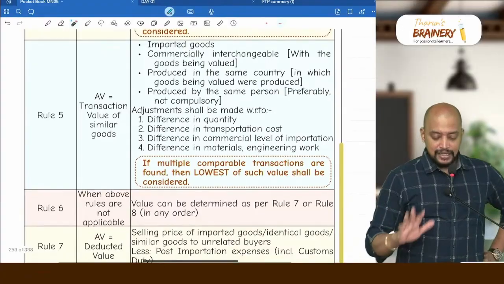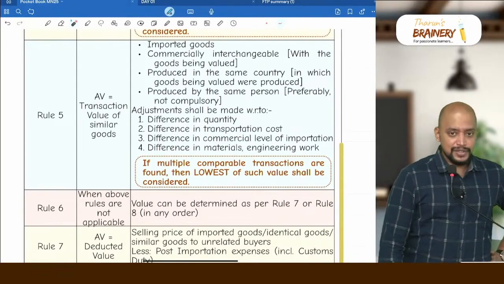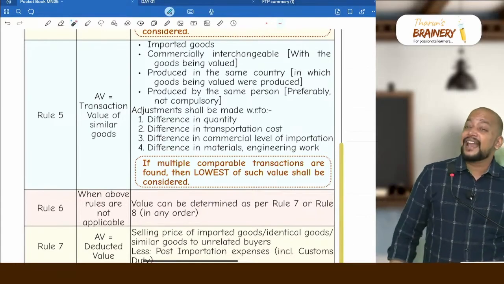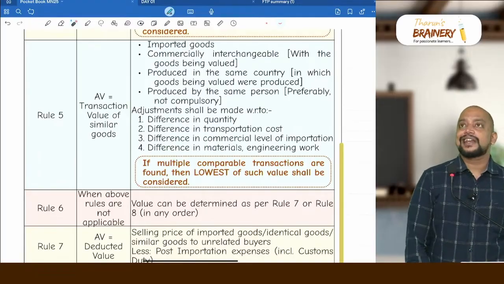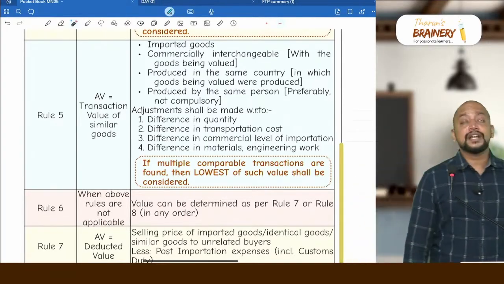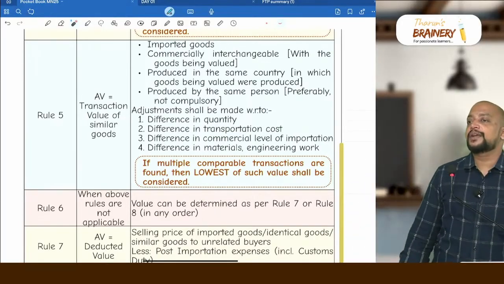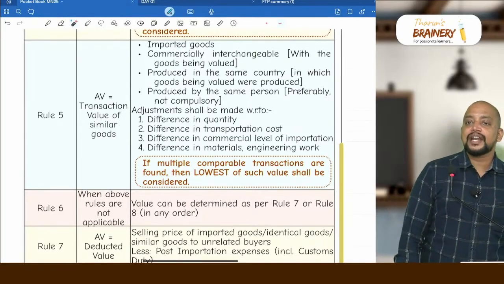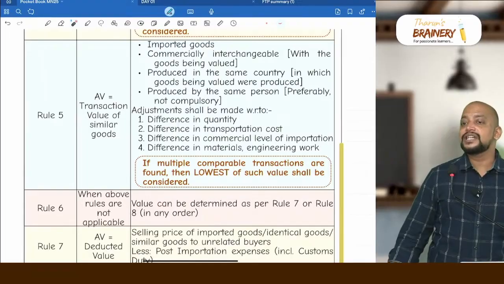Okay, now say this, rule 5. Assessable value equals transaction value of similar goods. When identical goods fails, we don't have the same kind of goods, same to same we don't have. So then in that case we go for similar goods. In similar, what will happen? That is also imported goods, but commercially interchangeable with the imported goods. For example, a top load washing machine can be compared with a front load washing machine, and a double door refrigerator can be compared with a single door refrigerator, like that. So it is the same but commercially replaceable.